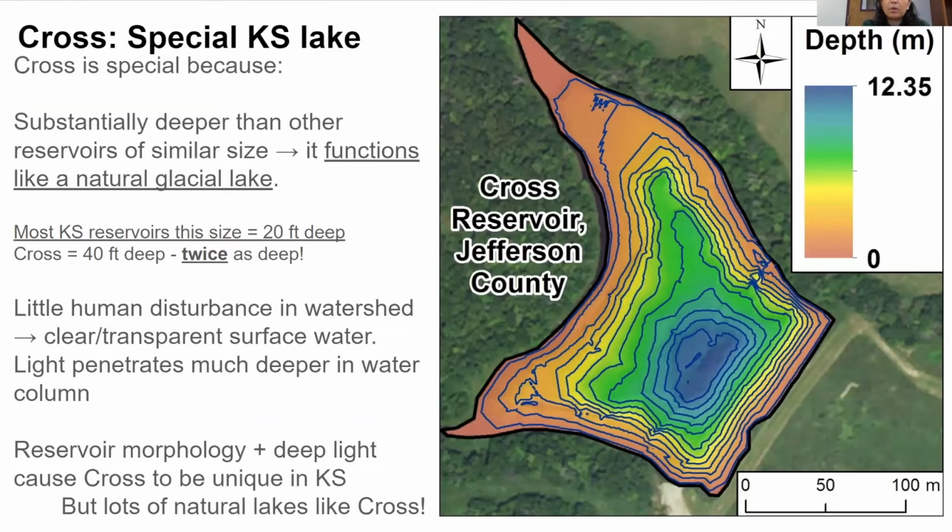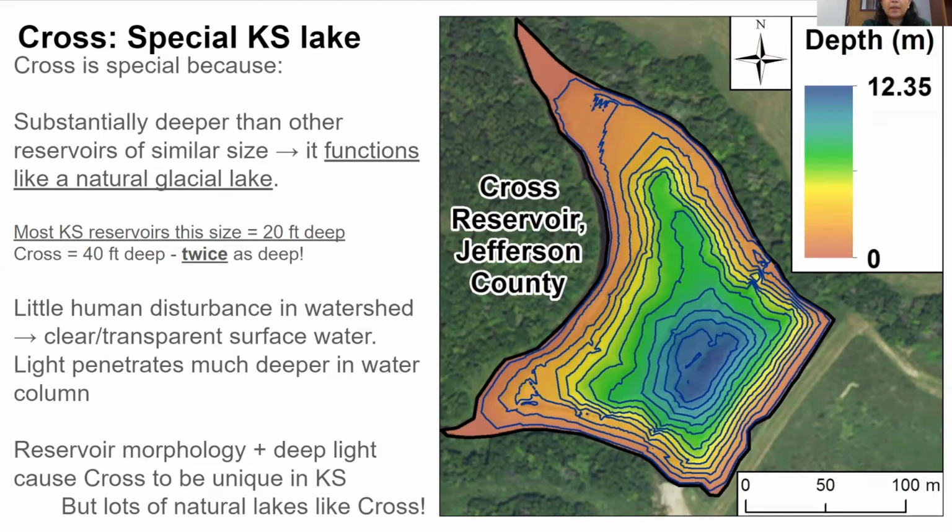The Cross Reservoir was built in 1991, while most of the reservoirs in Kansas were built around the 20th century. It has a very unique environment because it was built at the Kansas Field Station, and it has minimal human impact. It's substantially deeper than other reservoirs of similar size, and it functions as a natural glacial lake. The usual lake and reservoir depth in Kansas is about 20 feet, but Cross is 40 feet in the deepest part. That's why it looks like a natural glacial lake.